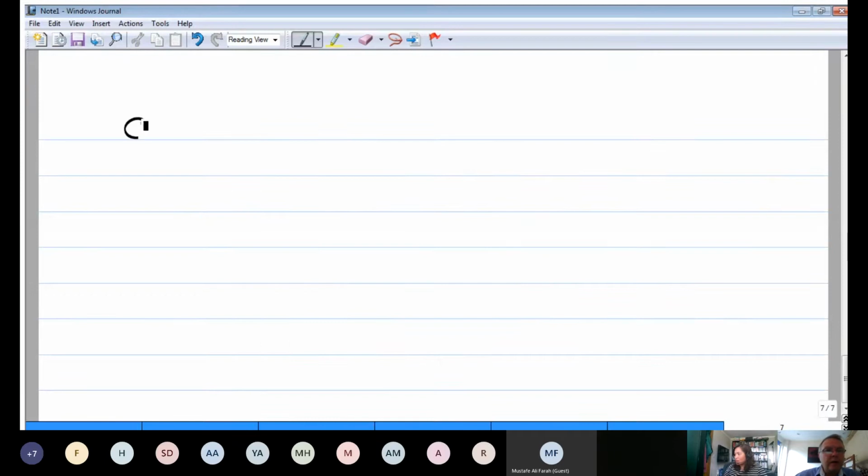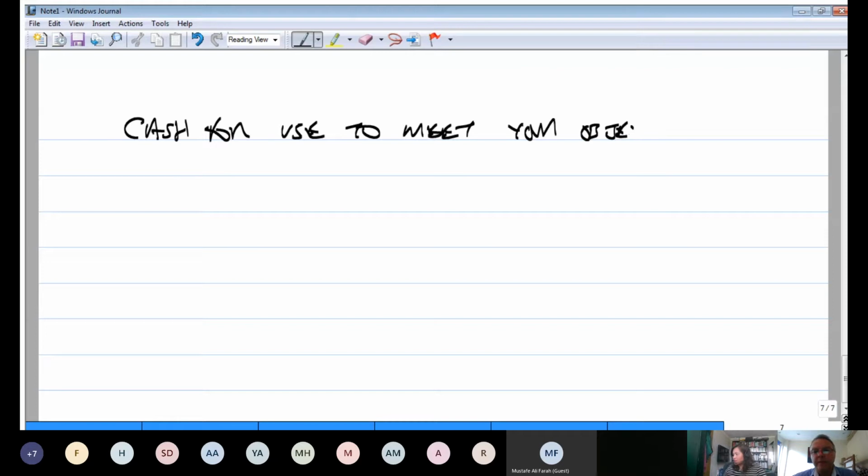Okay, so, cash for use to meet your objectives. Now, when we're talking about cash for use to meet your objectives, what we're really talking about here is, let's imagine that we are Oxfam. Okay, we've all heard of Oxfam. Oxfam, big charity.